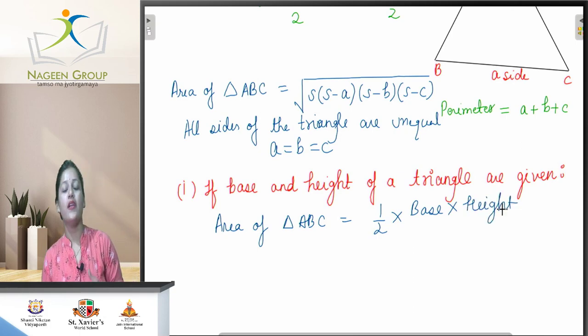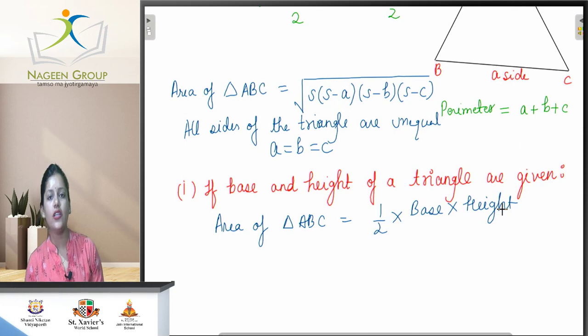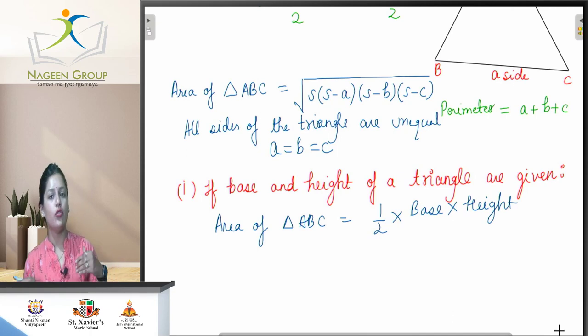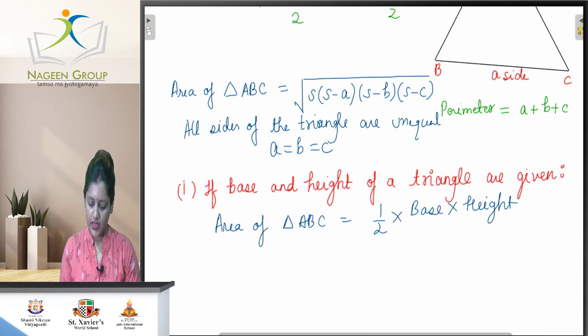What is the formula? If the base and the height of a triangle are given, then the formula for the area of a triangle is half base into height.